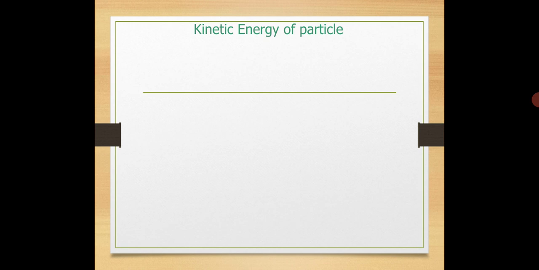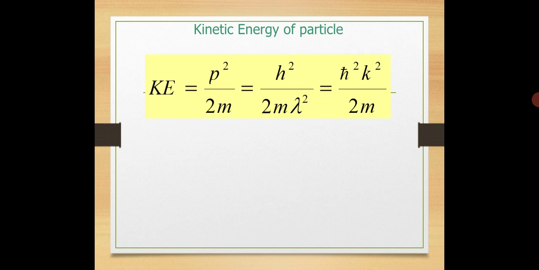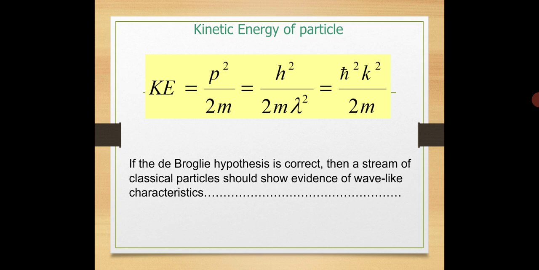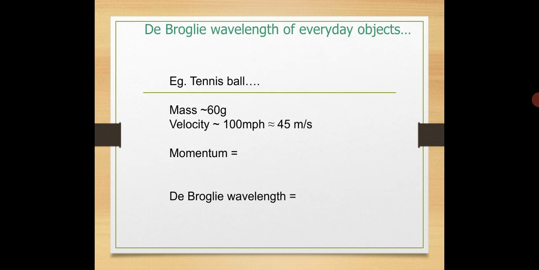As we know, the kinetic energy is equal to p square upon twice m, that is one half mv square, and if we multiply and divide one half mv square by m, then it will come p square upon twice m. As we know p is equal to h upon lambda, so it will finally be h cross square k square upon twice m. So if the de Broglie hypothesis is correct, then a stream of classical particles should show evidence of wave-like characteristics.